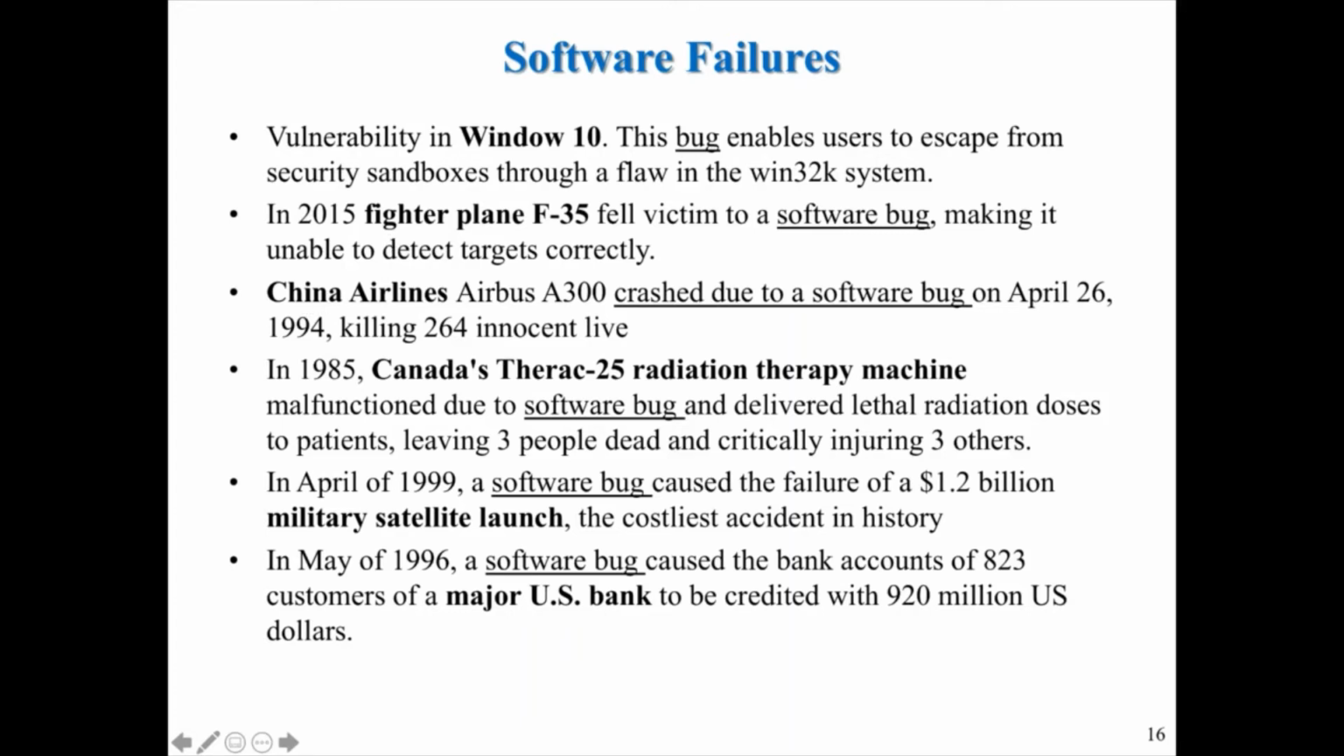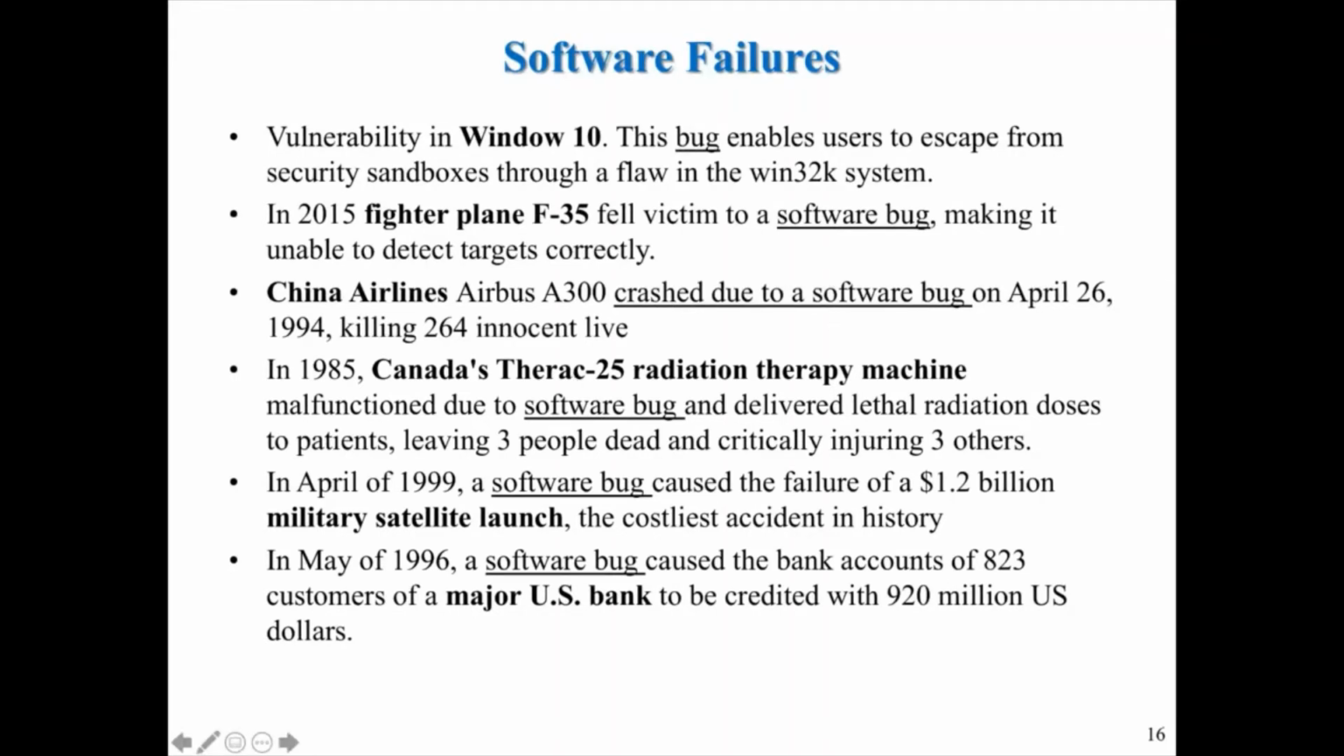Another example, the China Airlines Airbus A300 crashed. A lot of human lives. The 264 innocent lives. The airplane crash took 264 lives in 1994 due to a software bug. See how big the losses can be.